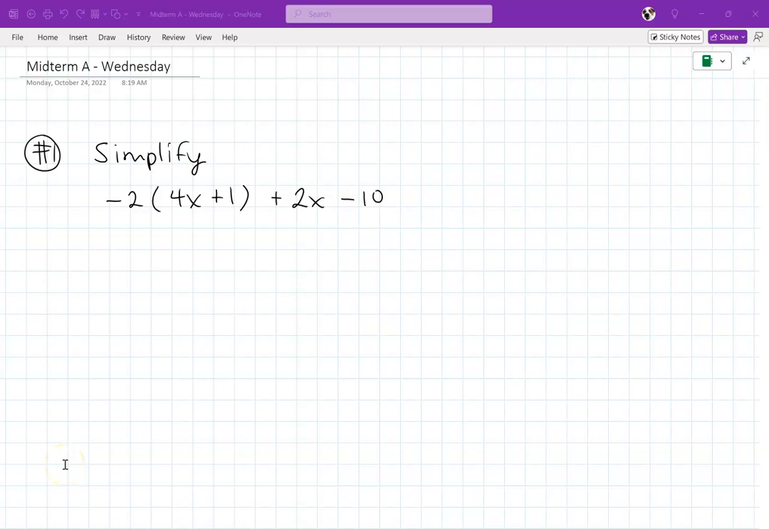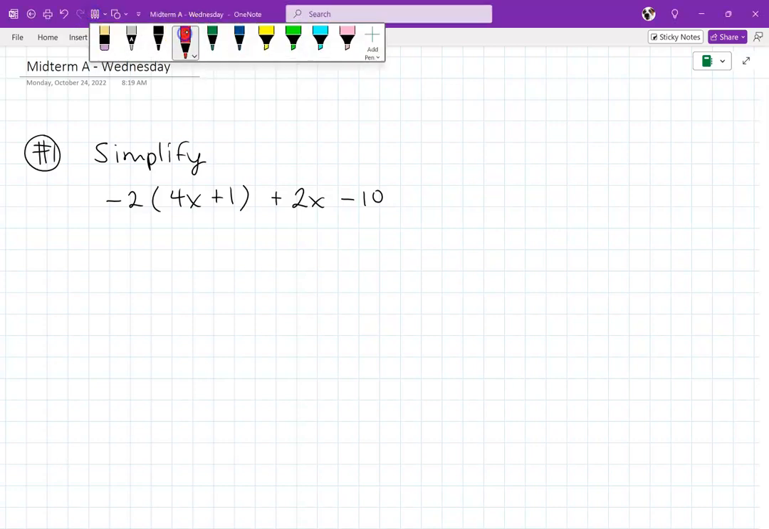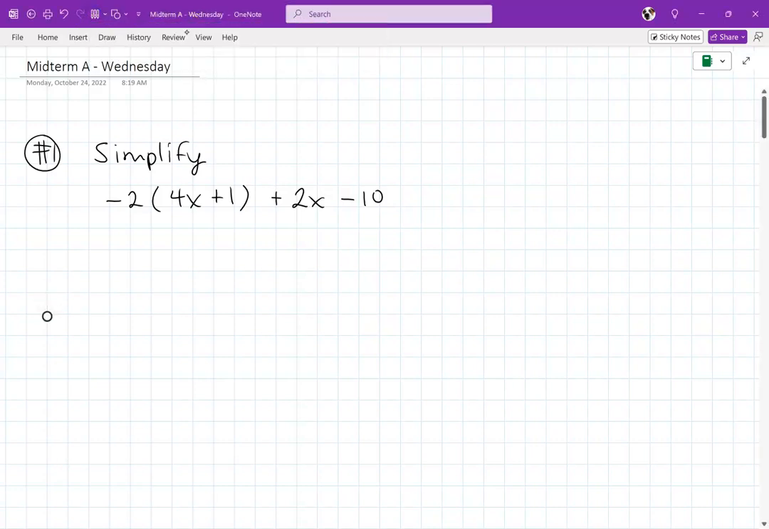All right, so today, midterm part A, I guess we could call it the Wednesday test. We're going to want to make sure that we go over all the types of questions you're going to be seeing. So the very first type you're going to be seeing is just simplification problems. Nothing extremely difficult. You're just going to try to get your terms and put them together and simplify as much as possible. So in this problem here, I do have to distribute, right?